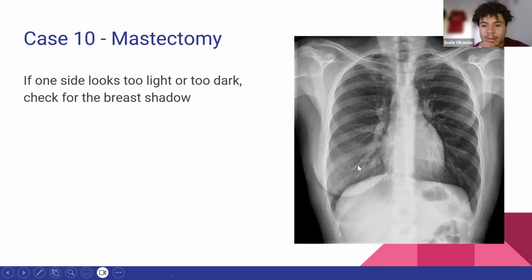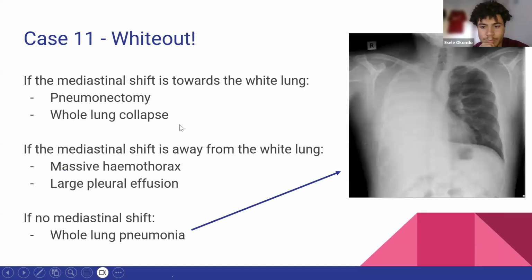So here you have the breast tissue on the right hand side, but there's no breast tissue on the left hand side as a result of a previous mastectomy. And finally, a whiteout.